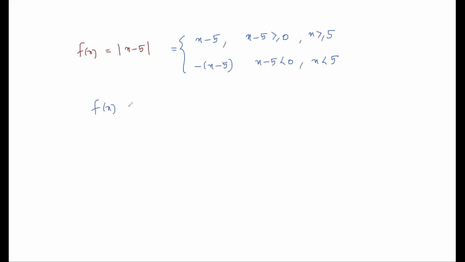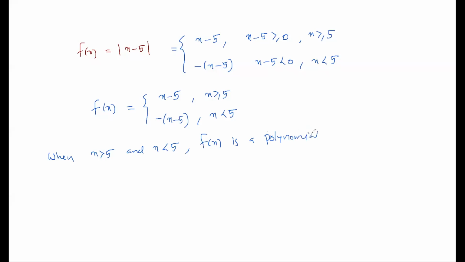So you will get the function f of x is equal to x minus 5 when x is greater than or equal to 5, and minus of x minus 5 when x is less than 5. So it is a polynomial function, because when x is greater than or equal to 5, it is x minus 5. When x is less than 5, it is minus of x minus 5. So when x is greater than 5 and x is less than 5, f of x is a polynomial. So it is continuous. It is continuous at all points.